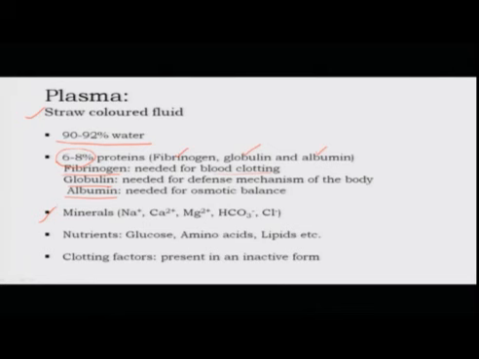Among the minerals that are present in the plasma, the very important ones are sodium ions, calcium ions, magnesium ions, bicarbonate ions and chloride ions. Other than this, the plasma also contains various nutrient factors. For example, the breakdown products of the food that we eat, which is glucose, the amino acids, which are the constituents of the proteins that are part of our diet, and lastly the lipids, which are the components of the fat that is present in the food that we eat.